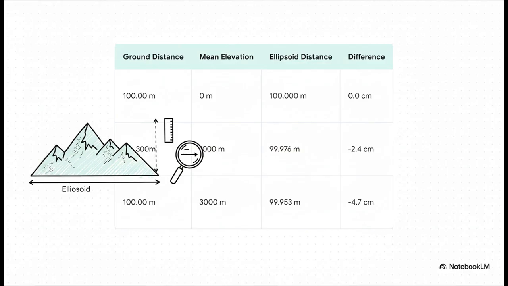And check this out, this is what it actually looks like in practice. If you measure a 100-meter line right at sea level, well, it's still 100 meters on the ellipsoid. Makes sense. But take that exact same 100-meter line and measure it way up at 3,000 meters, and when you project it down, it mathematically shrinks by almost 5 centimeters. The higher you go, the bigger that difference gets.